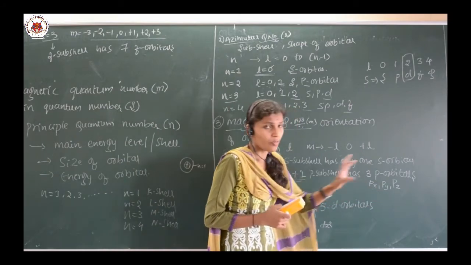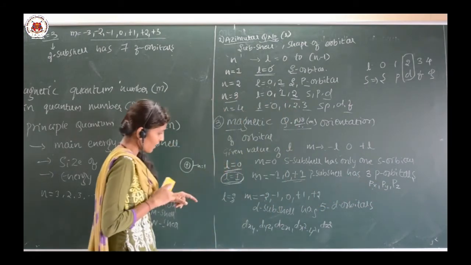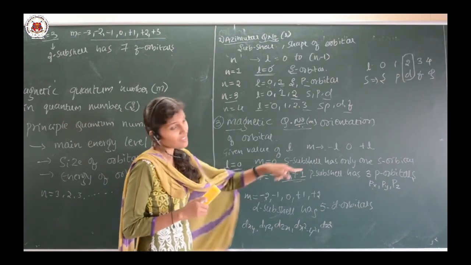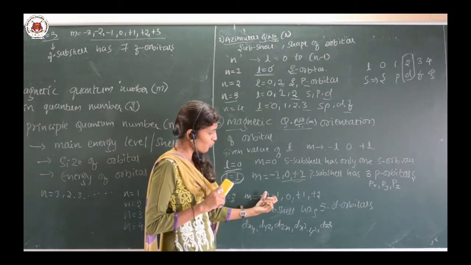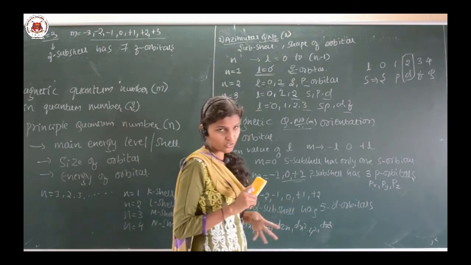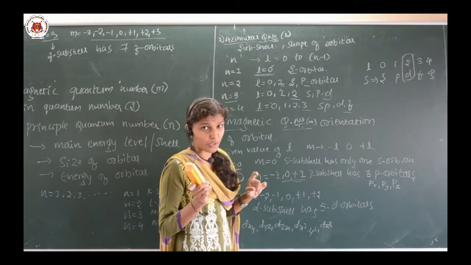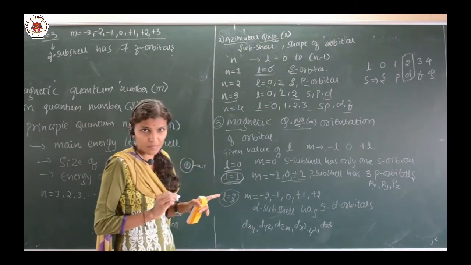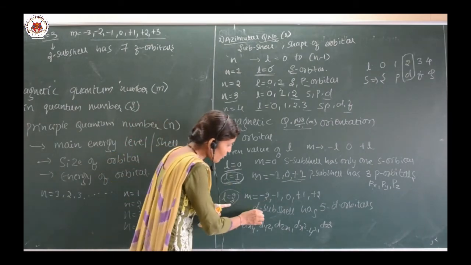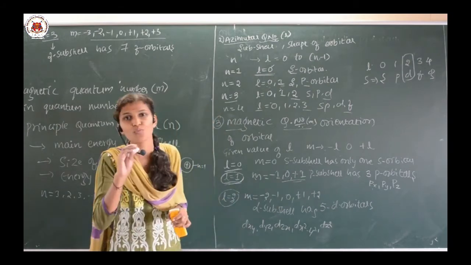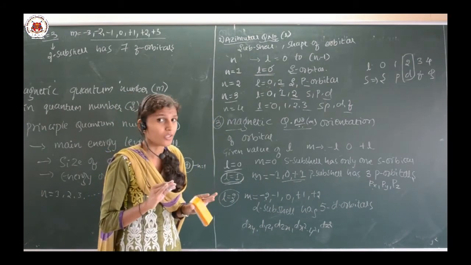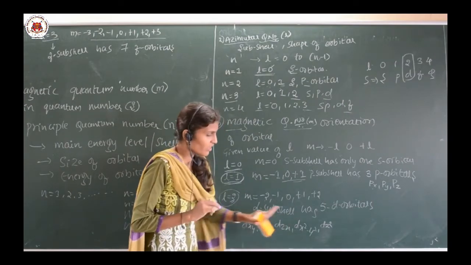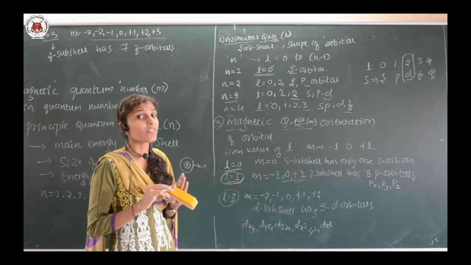Px, Py, Pz. Similarly, if l is equal to 2, m can have the values minus 2 to plus 2, that is minus 2, minus 1, 0, plus 1, plus 2. Totally how many? 5. It indicates when l is equal to 2, that is the D subshell. That D subshell has 5 D orbitals, and those are dxy, dyz, dzx, dx square minus y square, and dz square.